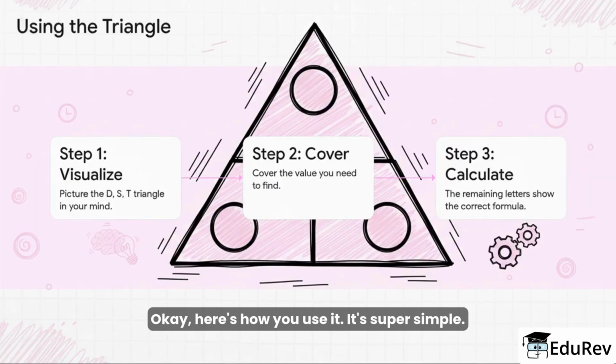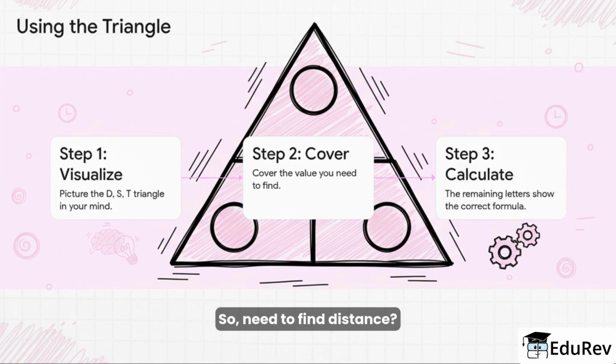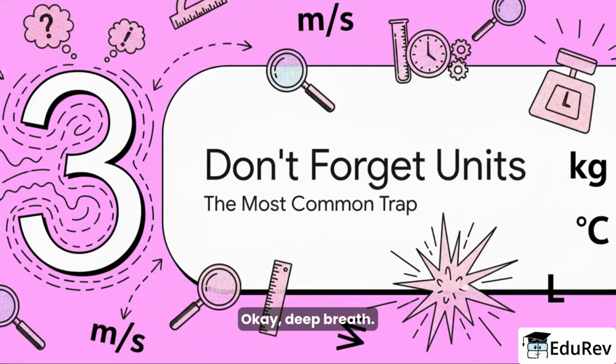Okay, here's how you use it. It's super simple. Just picture this triangle in your head. Now, whatever you need to find, distance, speed, or time, just cover it up with your thumb. What's left tells you exactly what to do. So, need to find distance? Cover the D and you're left with S next to T. That's speed times time. Need to find time? Cover the T and you see D over S, which means distance divided by speed. See, it's basically foolproof.